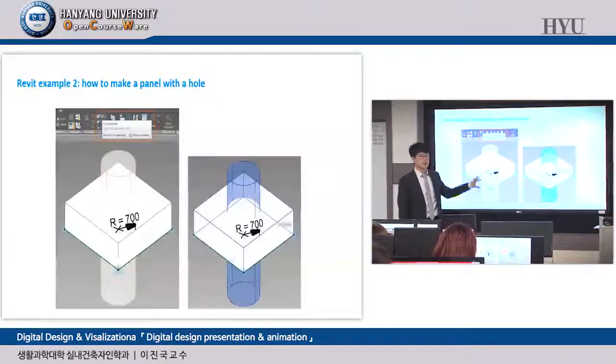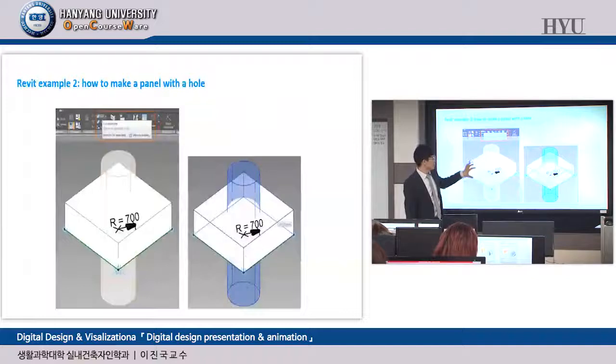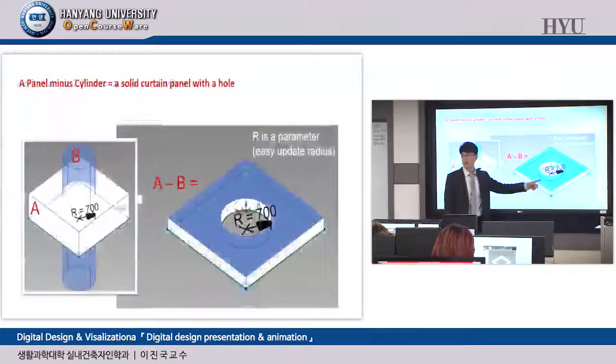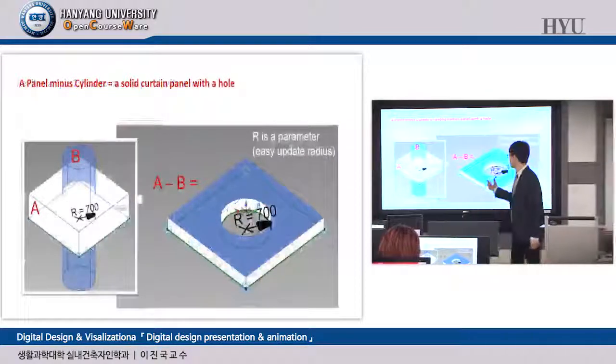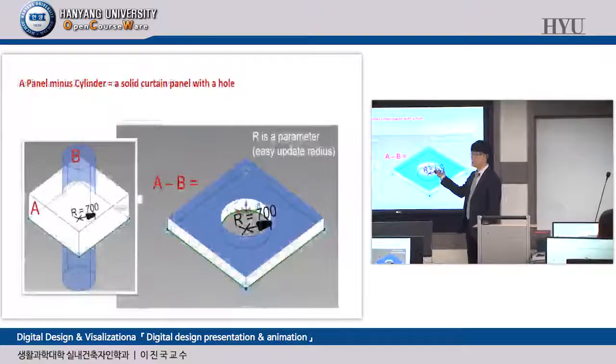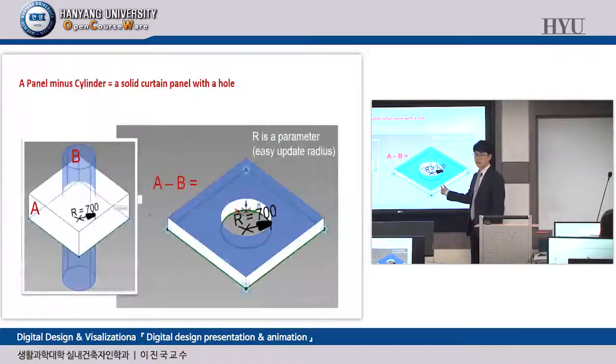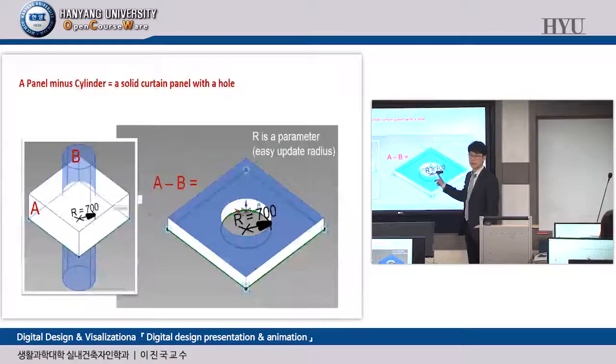How to make the whole panel? Define your object and parametrically define the cylinder, and A minus B. So you can get this final product. What if you change your L value, the R value, from 700 to 500? The hole size is going to be shrinking, okay? Smaller holes, simply because the R definition here is the parameter, okay? You can control it.